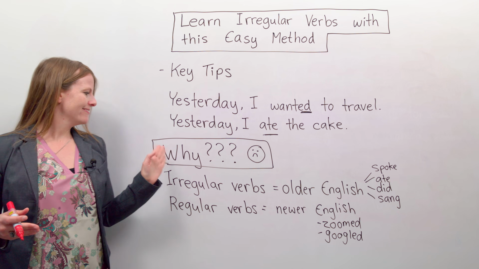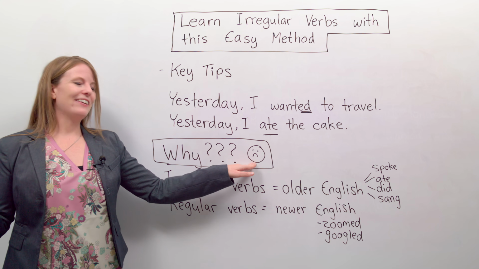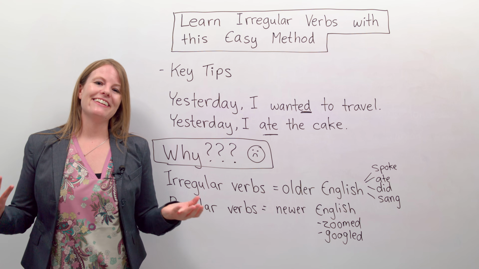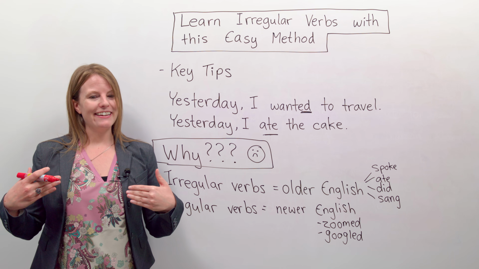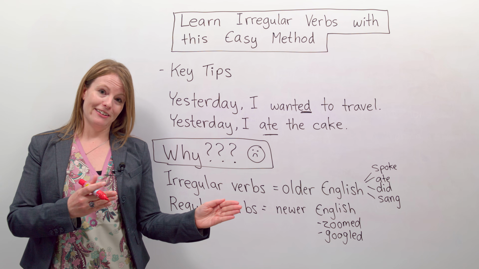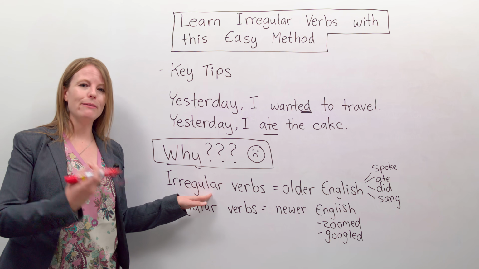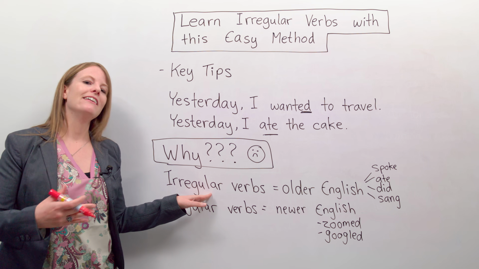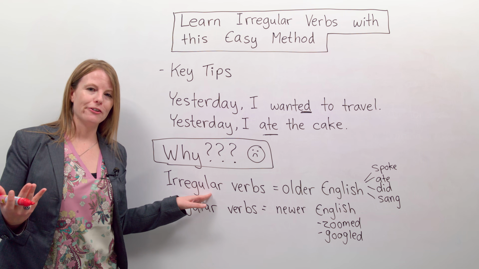Well, the reason, so we have this, why, Emma? And we have this sad face. The reason English is so complicated, it's not because I created the language. It's because the old parts of English have these irregular verbs. So any verb that's extremely old from the beginning or the early days of English, they're the irregular verbs.